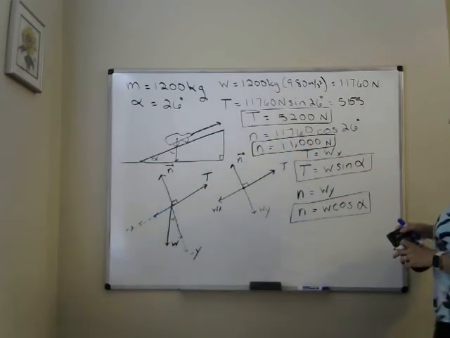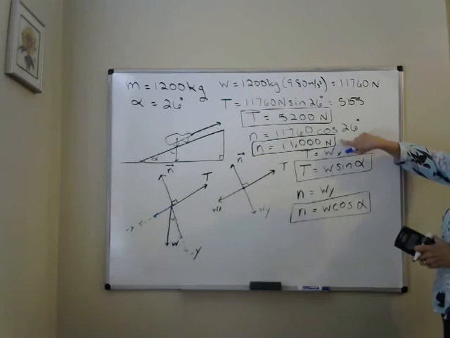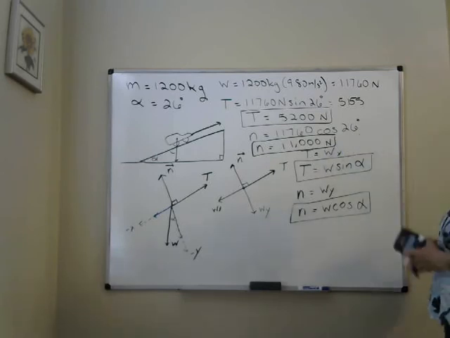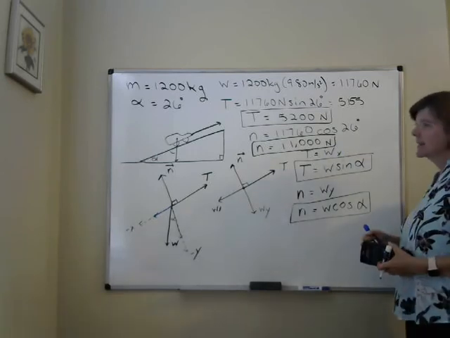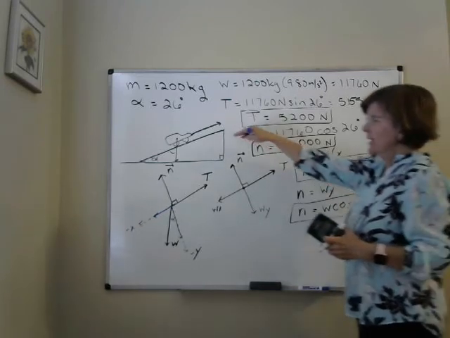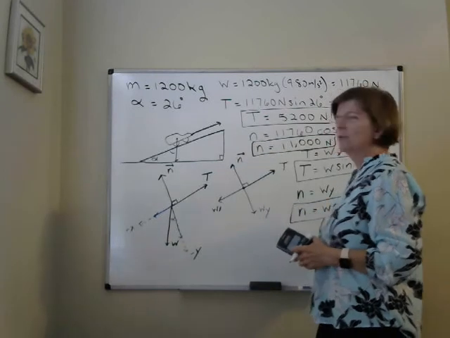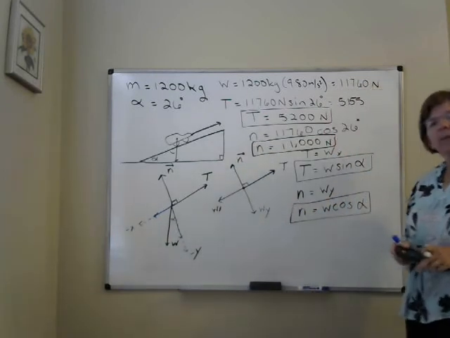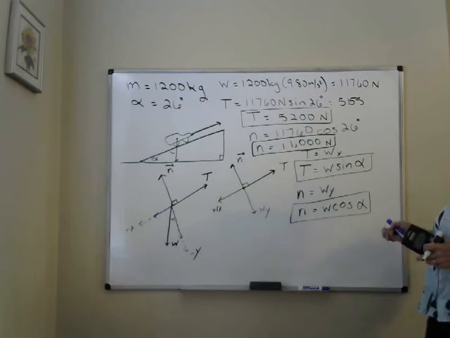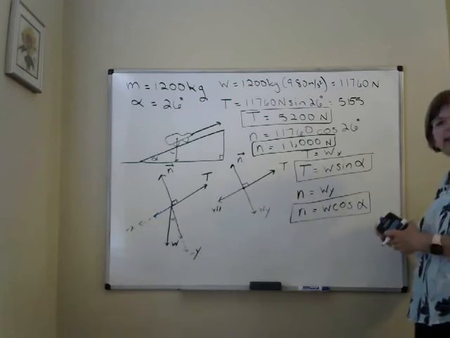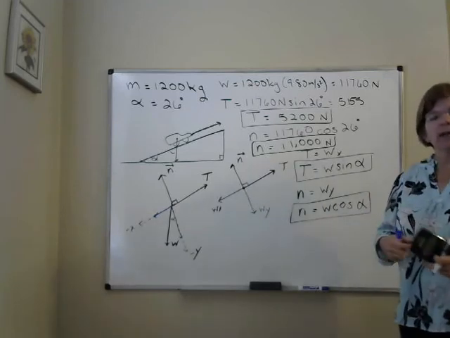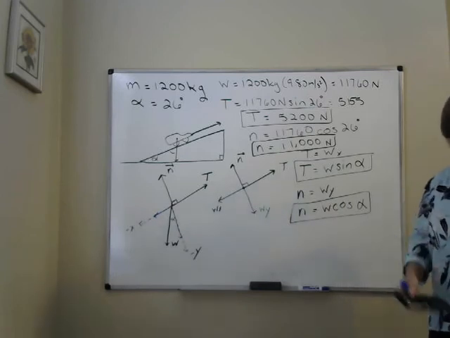You'll notice the normal force is very close to the weight, though it's no longer the full weight. In fact, the flatter this ramp is, when it's completely flat, the normal force will equal the weight. The steeper that ramp is, the less the car is pressing against the ramp and the more the car is trying to roll down the ramp.